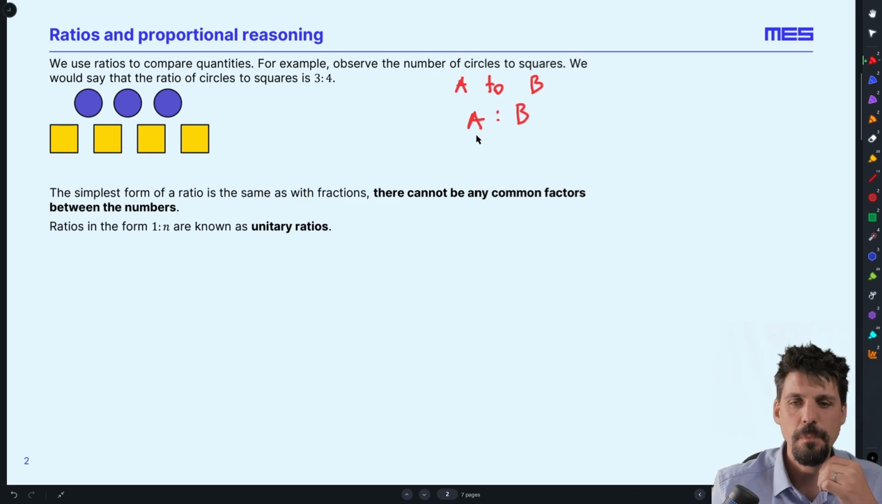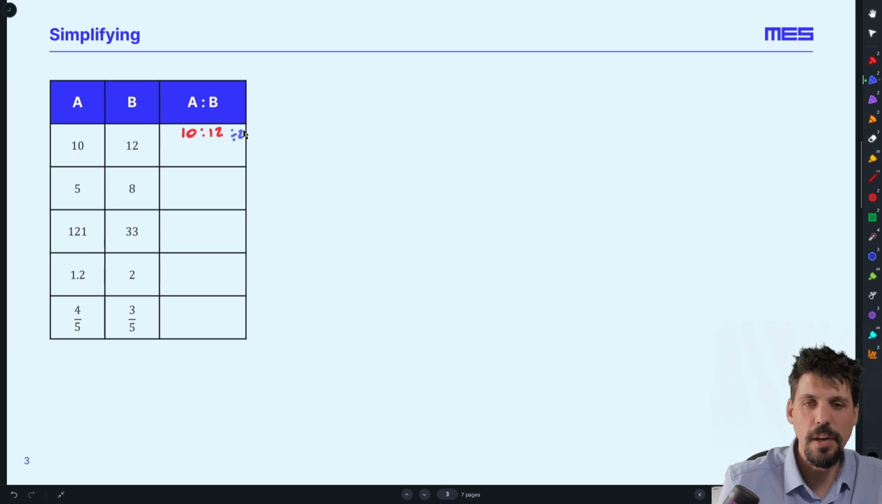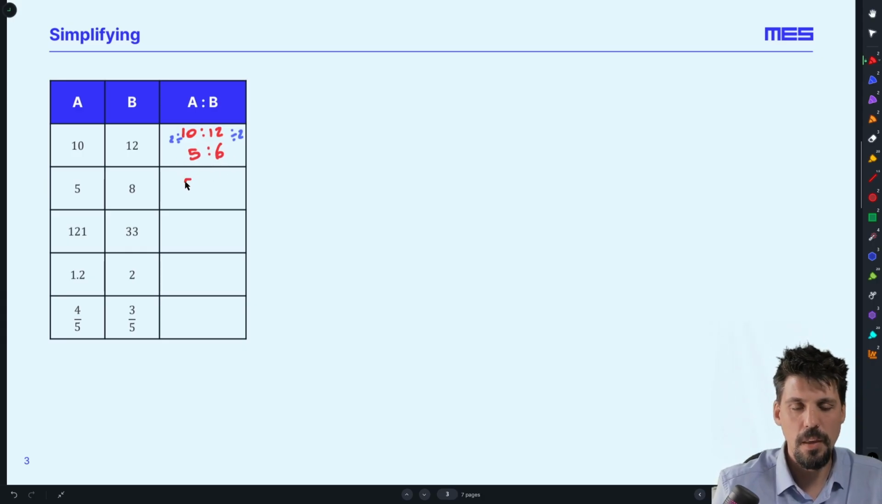Okay? And we can simplify them until there are no common factors. And if you can get it to 1 to something, this is known as a unitary ratio. Let's have a look. So if we've got 10 to 12, we could write it as the ratio is 10 to 12. But we can simplify that because I can divide both sides by 2. And if I divide both sides by 2, that will give me 5 to 6, and that is a simplified ratio. 5 to 8. There are no common factors to 5 and 8, so we leave it this way.